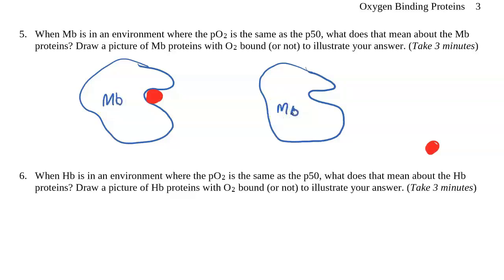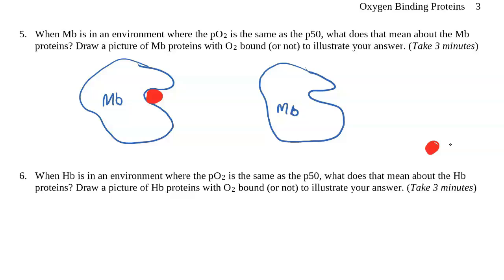If you want to illustrate that half of the binding sites are filled, you've got to draw at least 2 myoglobins. Because if I draw 1, I either have to put oxygen in or leave the oxygen out. So in order to show 50% bound, you have to show at least 2 of them, one with the oxygen bound, and I decided to show another oxygen not bound to the myoglobin. So this would be a picture that would illustrate a concentration of oxygen at which half of the binding sites are full. Does that make sense?